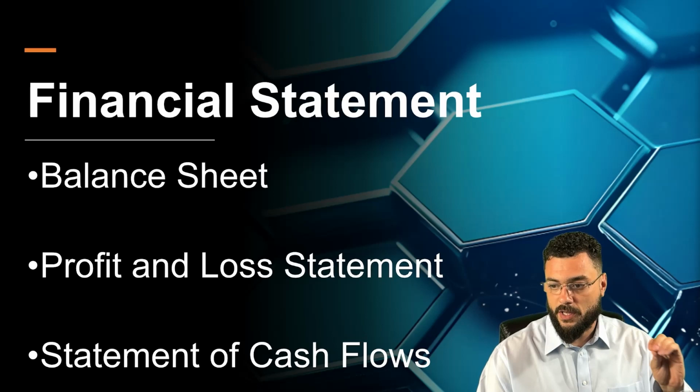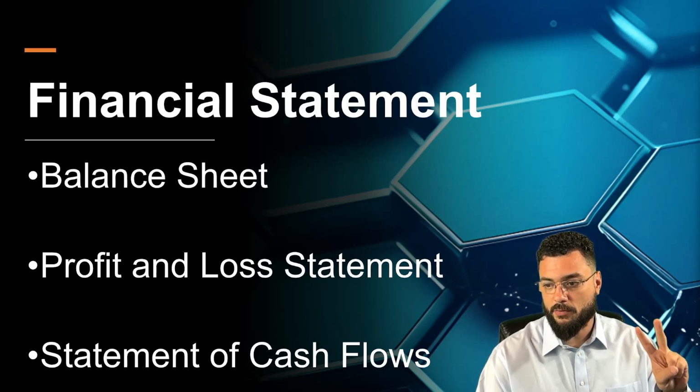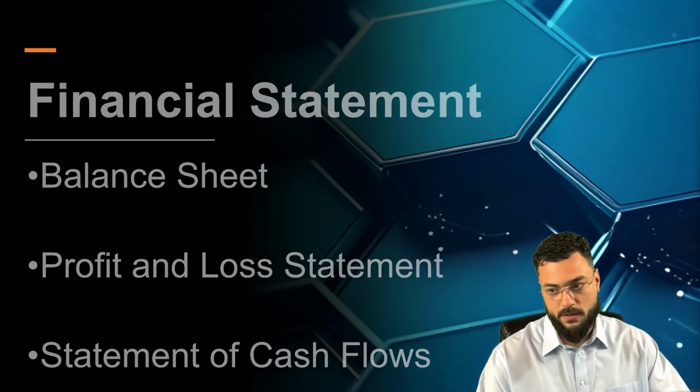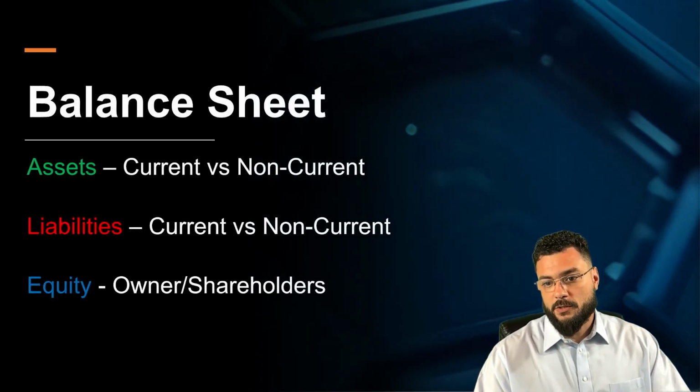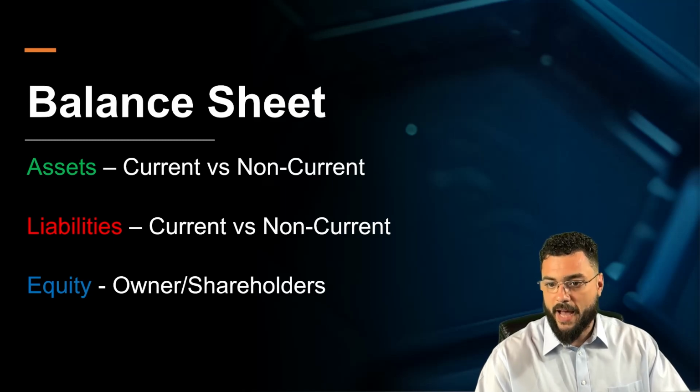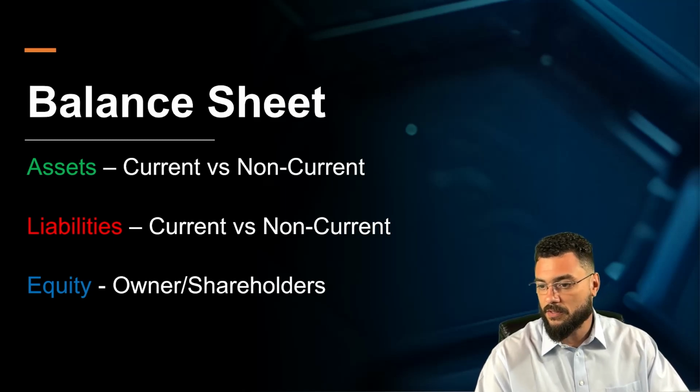Your financial statements are your balance sheet, your profit and loss statement, and your statement of cash flows. The balance sheet is made up of assets, liabilities, and equity. So assets less your liabilities, what you have left over, is your equity.